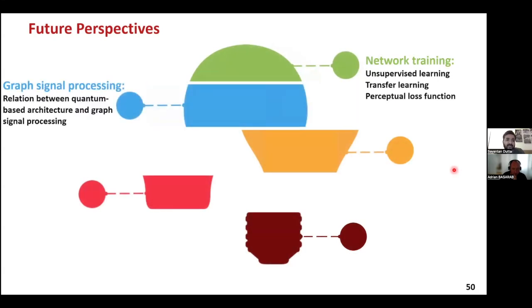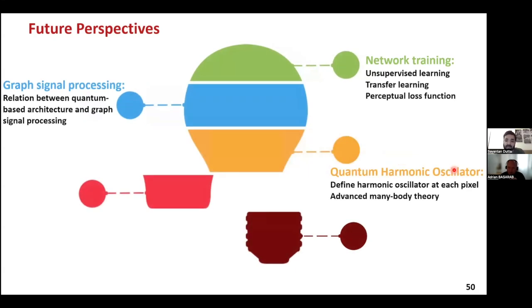Then we can try to see the relation between graph signal processing and our quantum-based method, because there can be a similarity between these two techniques. So we have to explore this aspect as well. Then we can try to use the quantum harmonic oscillator. Actually, this is a more advanced version of the many-body theory, where every individual pixel acts like a single particle-based quantum system. So not like a whole patch, but every individual pixel. So this is a more advanced version of the generalized quantum theory.